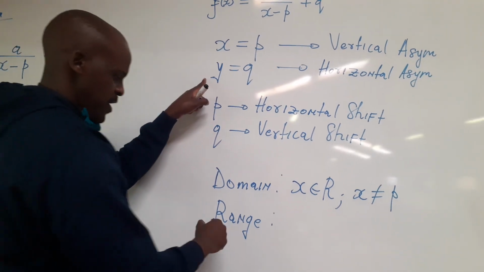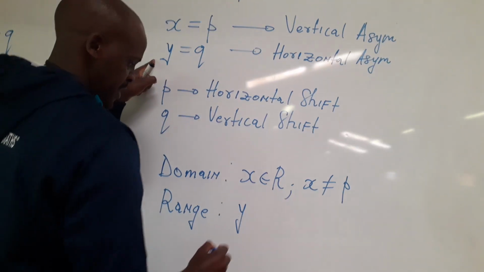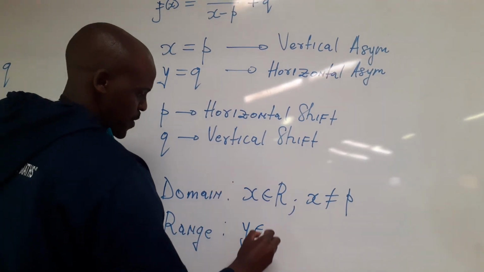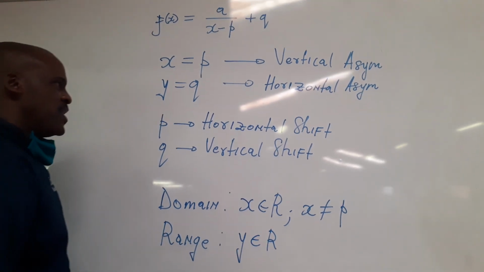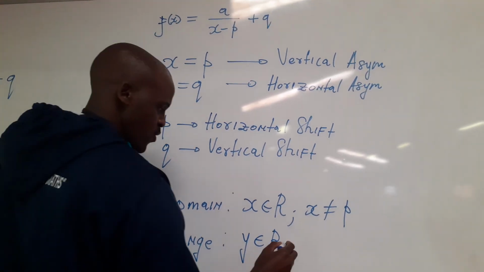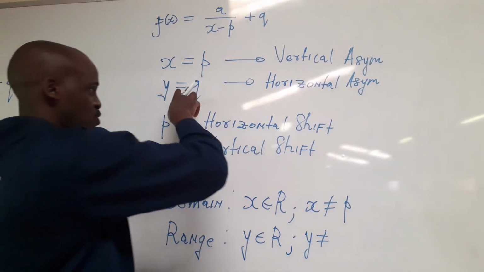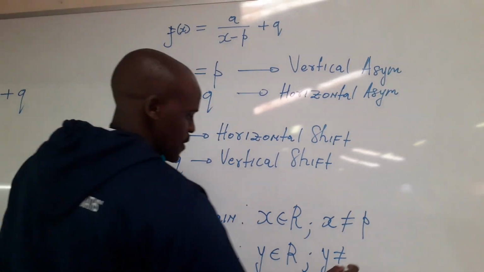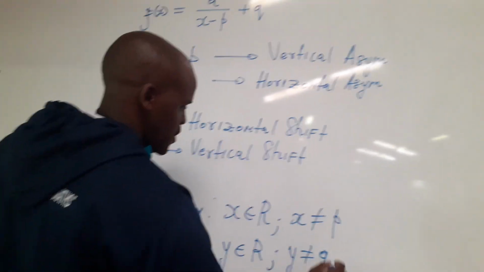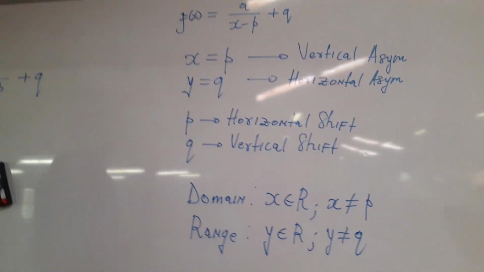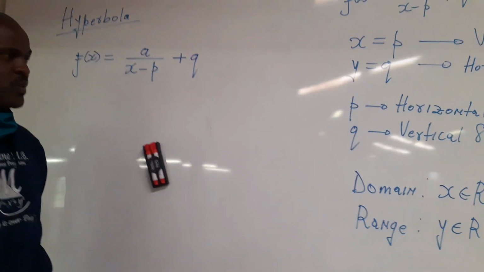Again, the range is the Y value. Y can be any value, but that value must not be equal to our asymptote. It must not be equal to Q. So that's how to make this function exist.